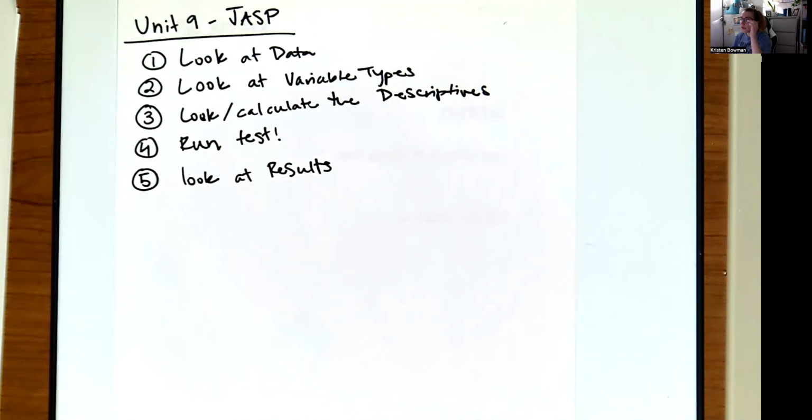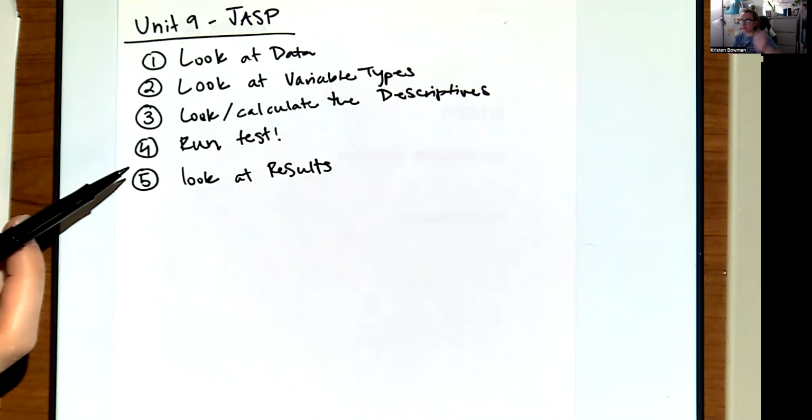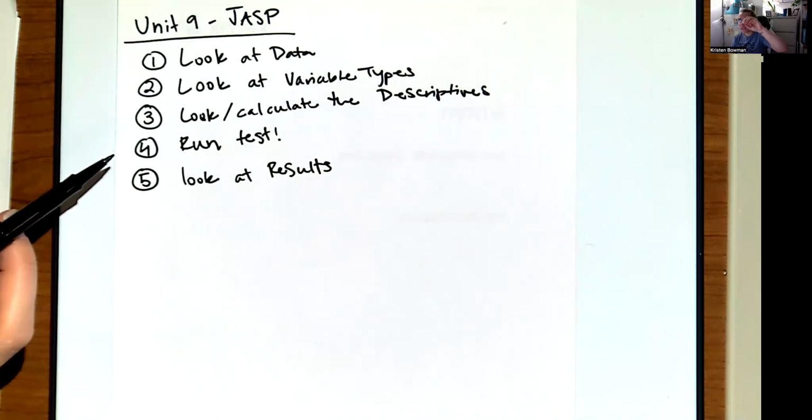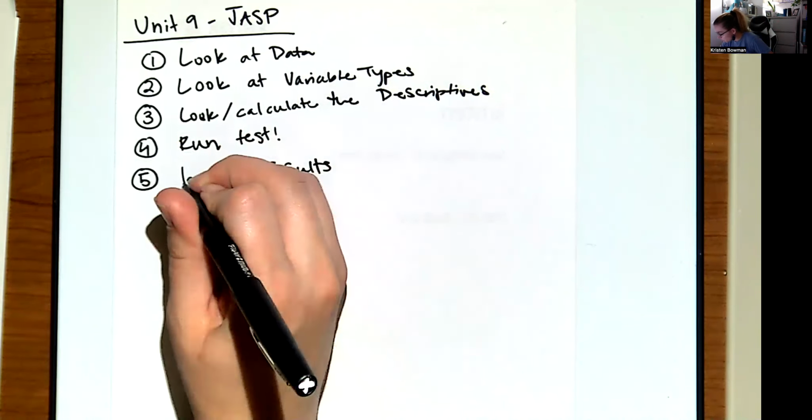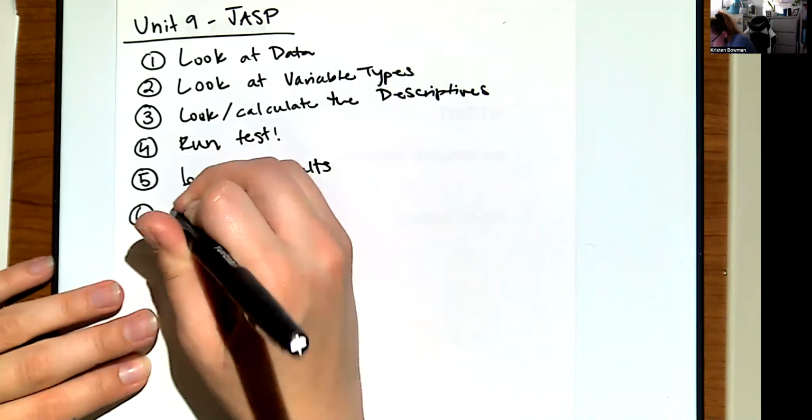Remember, JASP was so nice. All you did was go through and pick which test to run, let's say an independent samples t-test. You plugged your variables in and then you looked at your results. Plugging the variables in is part of running the test. Looking at results is going to help you do step 6, which is make a decision.